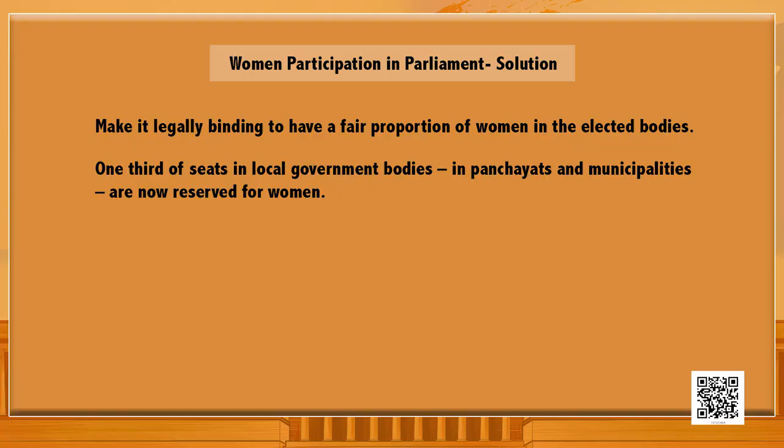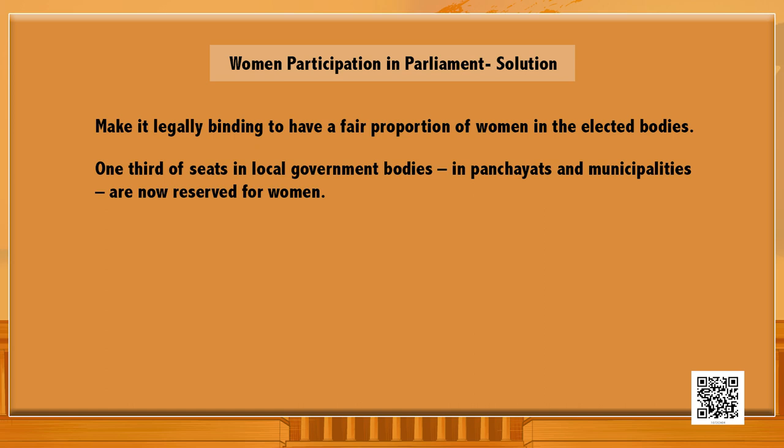One way to solve this problem is to make it legally binding to have a fair proportion of women in elected bodies. This is what the Panchayati Raj has done in India. One-third of seats in local government bodies, in panchayats and municipalities, are now reserved for women. Now, there are more than 10 lakh elected women representatives in rural and urban local bodies. Women's representation in local governments can make a difference.